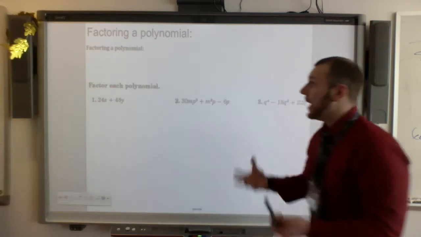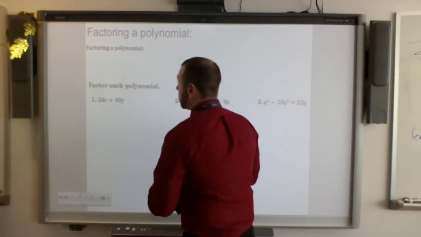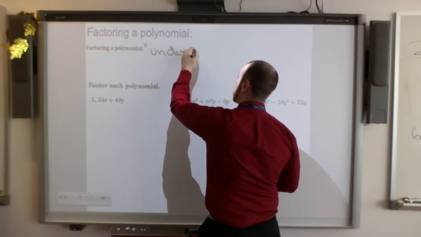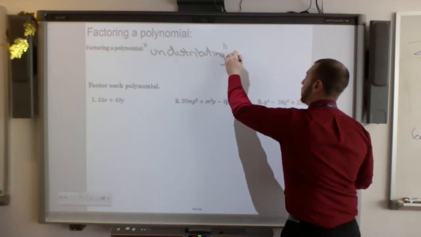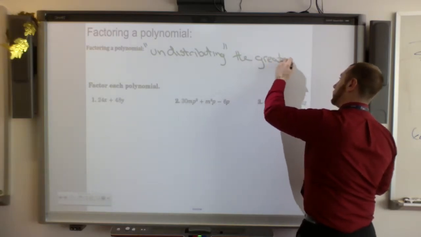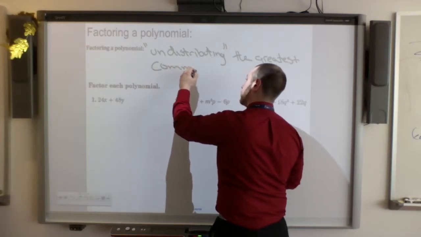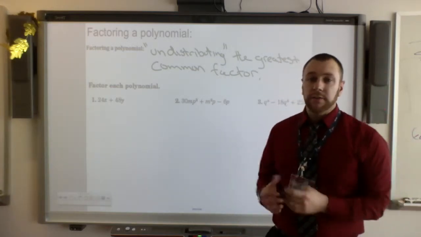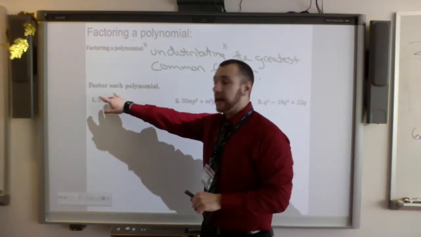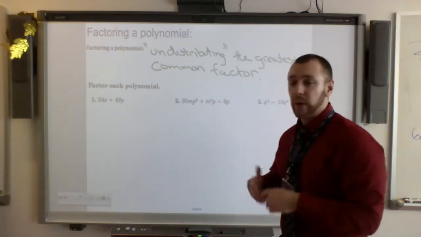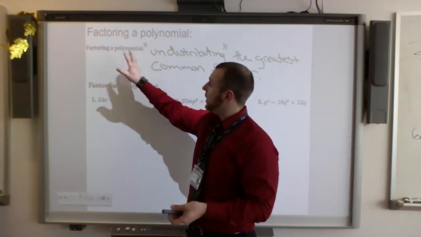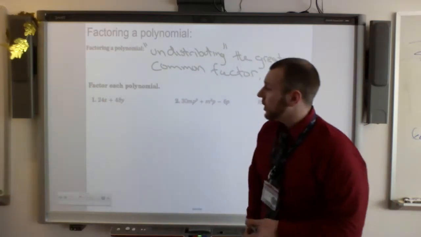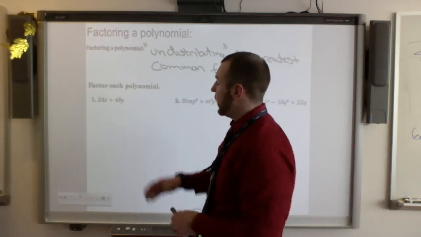So when it comes down to factoring a polynomial, it is also known as undistributing the greatest common factor. First off, a polynomial just means a bunch of things added together with x's and y's and squares and that sort of thing. Poly meaning many, nomial meaning terms, so more than one term. In this case, for this number 1 here, it has 2 terms. It's a binomial.